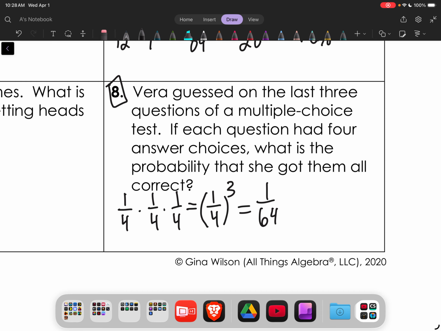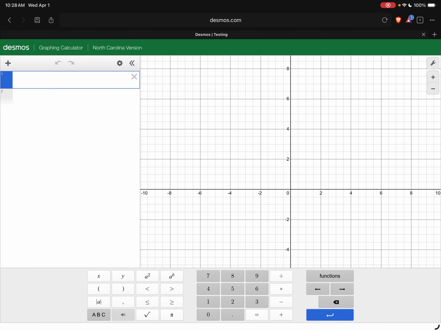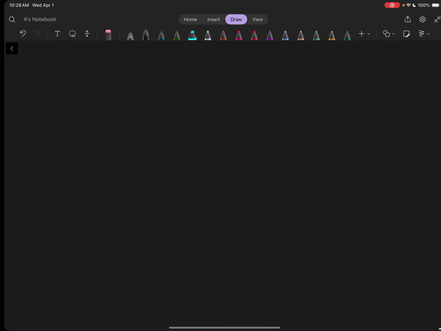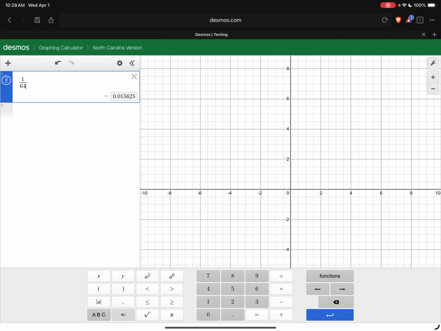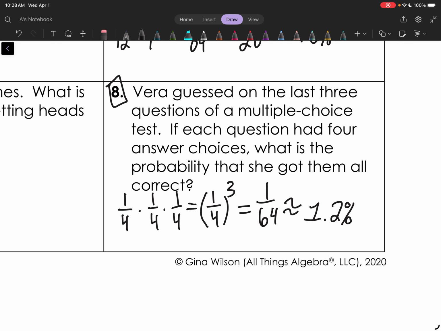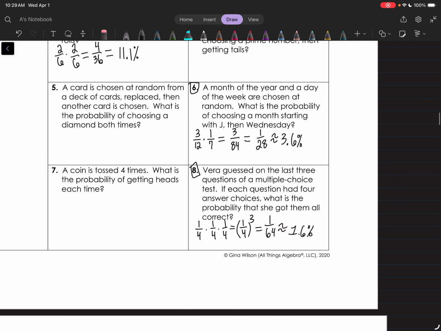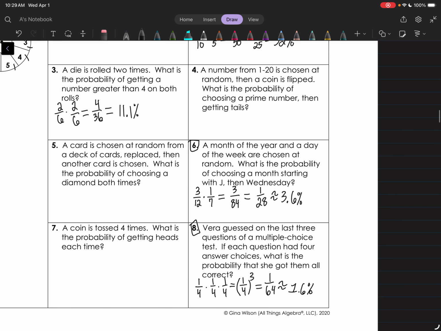And I do not know what that is as a percentage. So let's look it up. About 1.2%. Sorry, 1.6%. Okay. Go ahead and pause it and try 4 through 7.